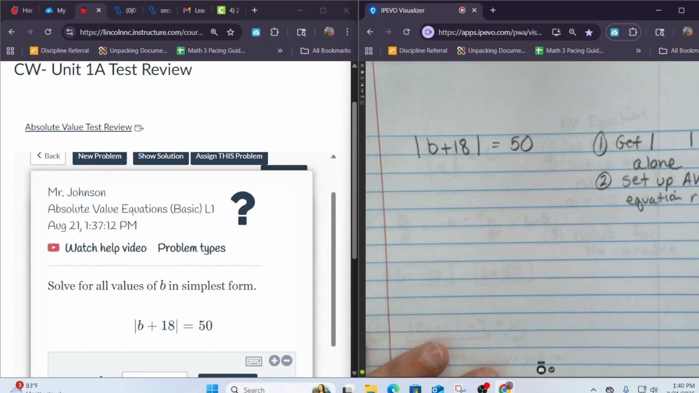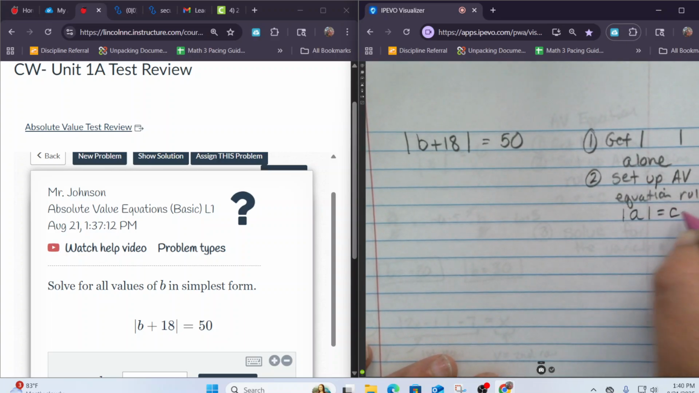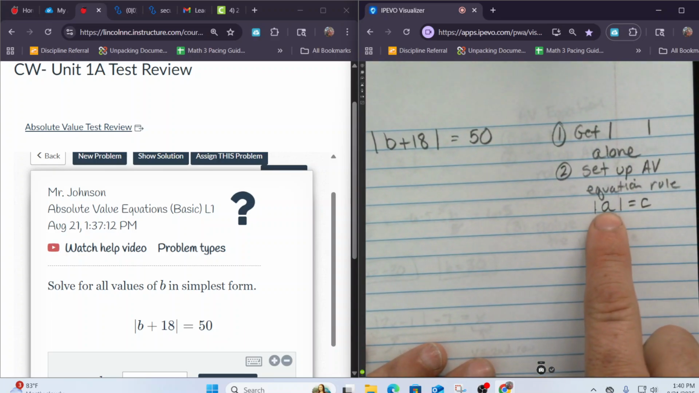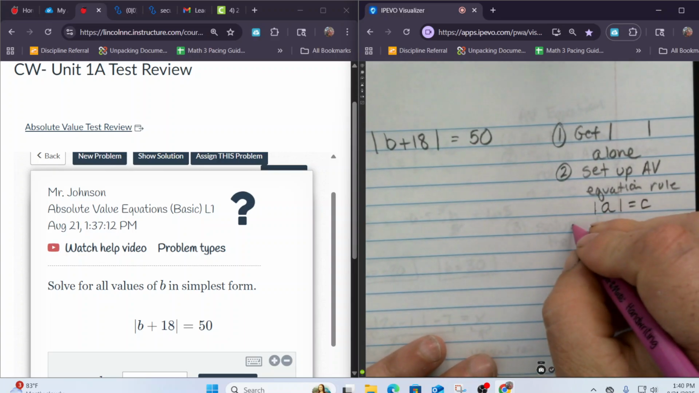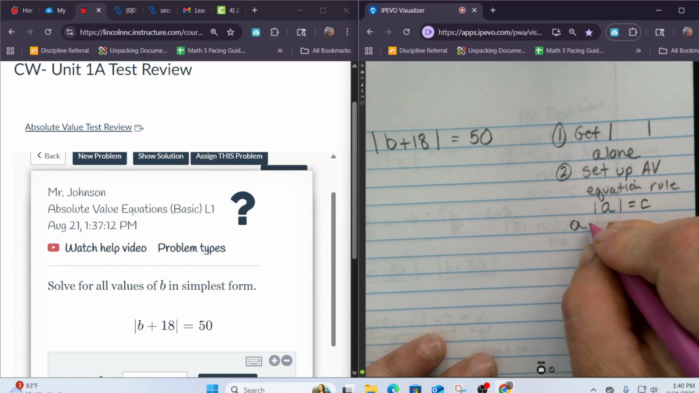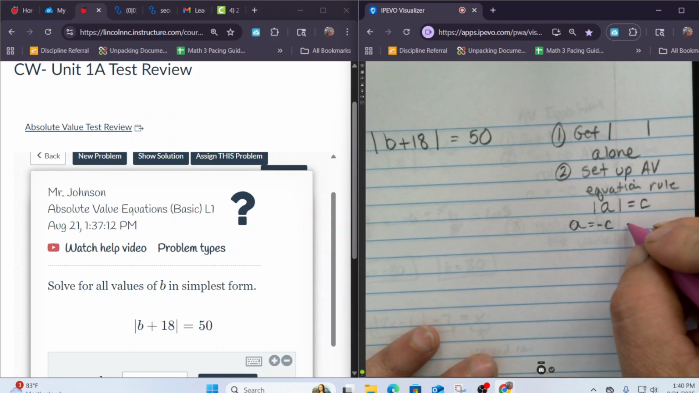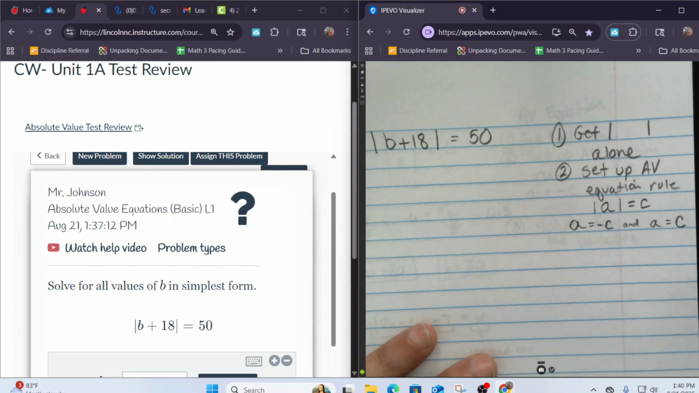Is to set up your rule. Okay? So now, real quick, maybe put on your note card. If you have the absolute value by itself equal to a positive C, then you're going to take what's inside the absolute value, set it equal to a negative C value, and you're going to have what's inside the absolute value equal to a positive C value.